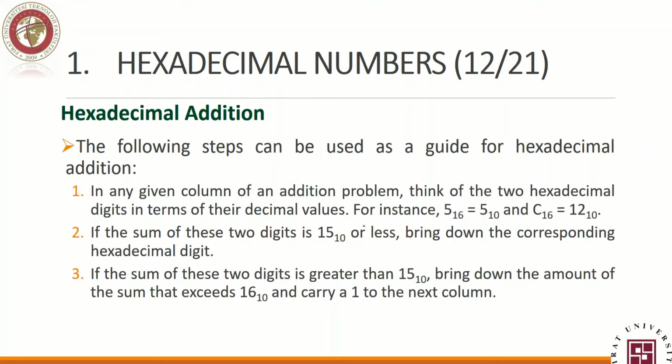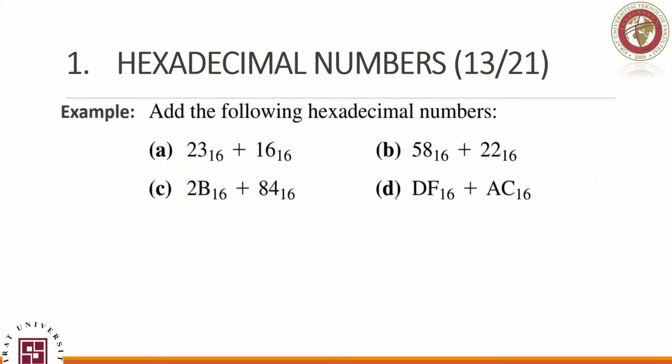Maybe it's not clear. Let's take an example. Let's just take two simple examples. One of them applies to the basic rule we just said, when the addition of the digits will not reach 15 or F in hexadecimal, and another when it exceeds.